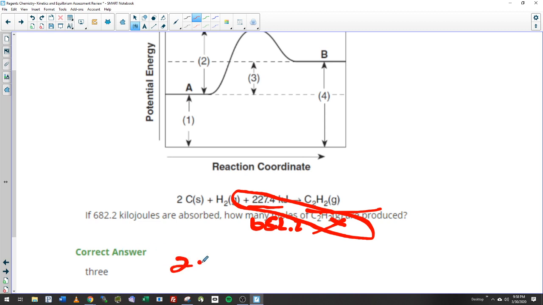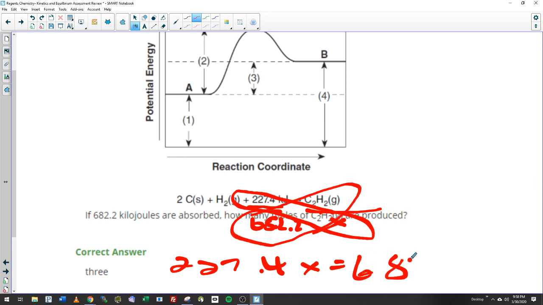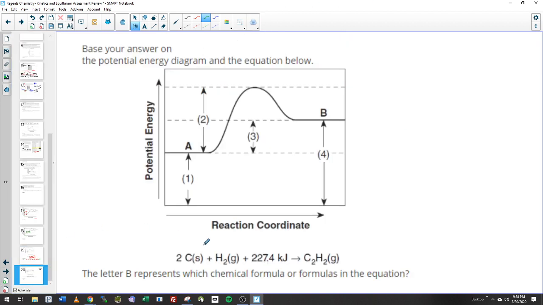So that is 227.4x equals 682.2, and there's a 1 here. It's implied there's a 1 because this is balanced and there's nothing written, so times 1. I would just solve for x and isolate my variable. Give me the thumbs up on that one, and let's head to the last question.